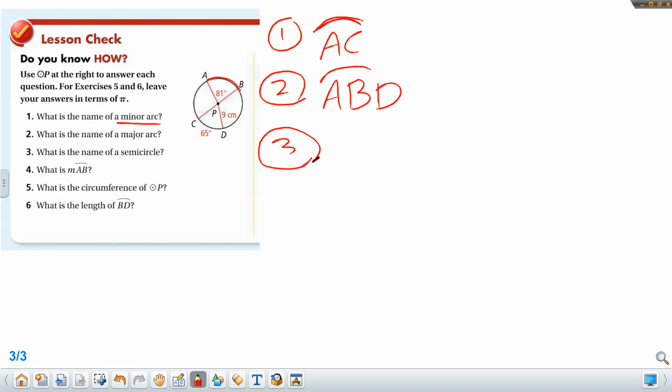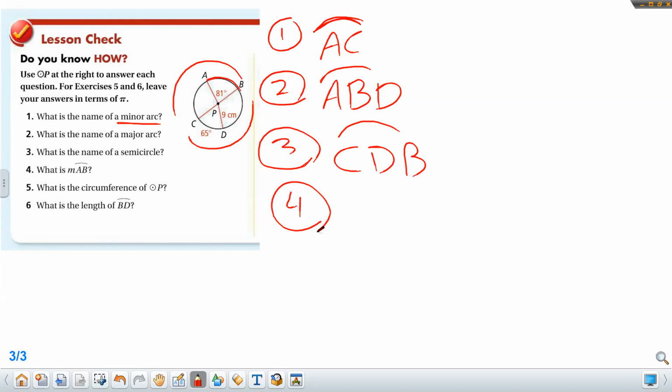Number 3. What's the name of a semicircle? A semicircle is a half circle. Half of the circle here may be BAC or CDB, for example CDB or BDC. Number 4. What's the measure of arc AB? The measure of arc AB equals the measure of the opposite central angle, which equals 81 degrees.